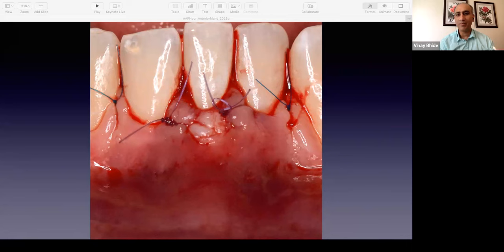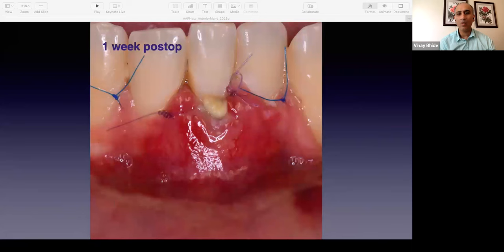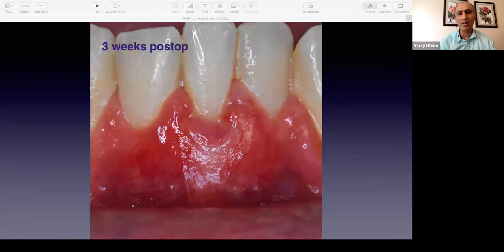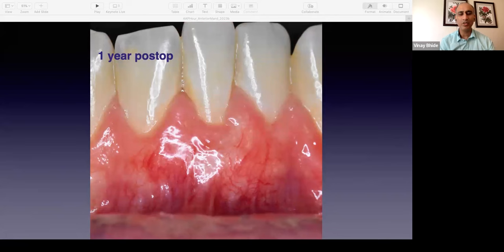Now remember, there's been no attempt really made to coronally advance. At 1 week, what's interesting is this area of necrosis, which is very similar to what we see with free gingival graft healing. And that was the part of the graft that was somewhat exposed. But by 3 weeks, things are looking more normal and healthier. We've got complete root coverage. And at 1 year, we can see nice, healthy tissues, very aesthetic results.